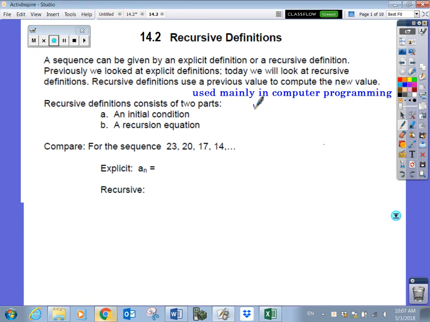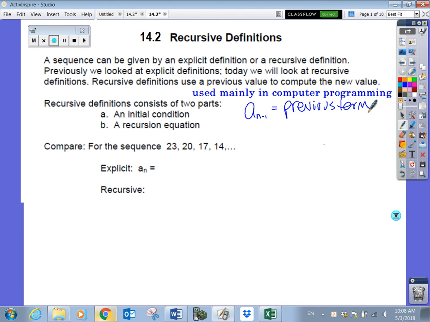The notation for the previous term is a sub n minus 1. a sub n is the nth term, but a sub n minus 1 is the notation for the previous term. Because if we want to find the second term, n is 2, and a sub 2 minus 1 is a sub 1, which is the previous. If we want to find the 10th term, 10 minus 1 is 9th. We have to use the 9th term in order to find the 10th term, the 10th to find the 11th, the 11th to find the 12th, and so forth. So that's why there's this initial condition.